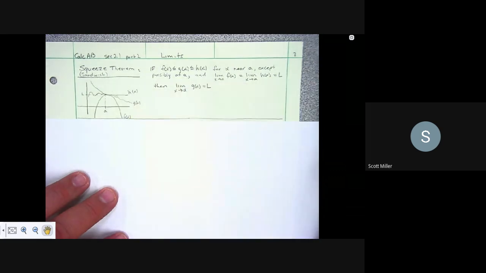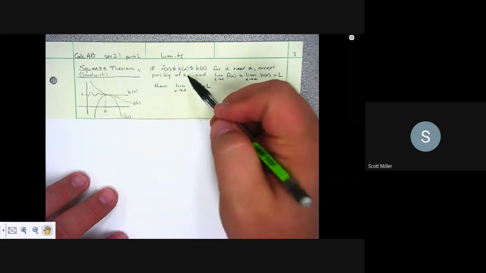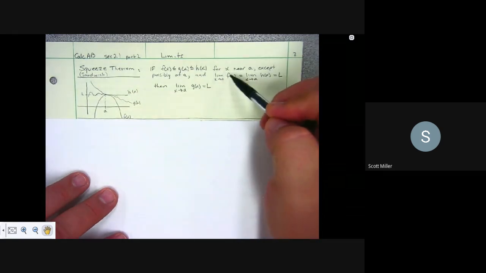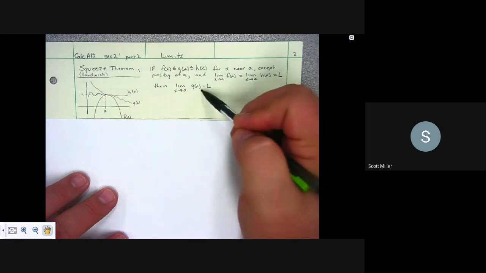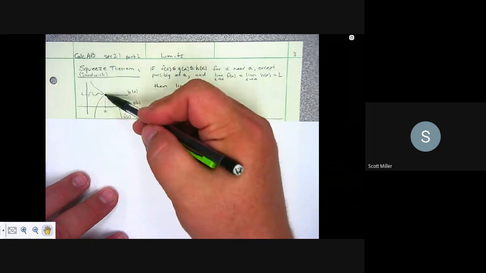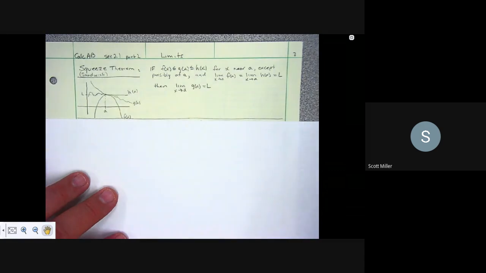Okay. So for an x near some a, except possibly at a, so I don't really care what happens at a, and I know that the limit of f of x as x approaches a equals the limit of h of x as x approaches a, and that has a limit, then I know that g has the same limit. So it is forcing g to have the exact same limit at a as the other two functions. This is what the squeeze theorem does.